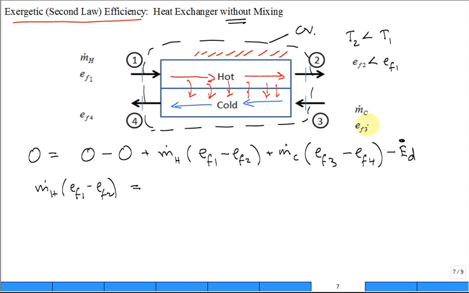Now, how about the flow exergy at 3 and the flow exergy at 4? 4 is the outlet of the cold fluid, right? How does the flow exergy at 4 compare to the flow exergy at 3 for the cold fluid? Did EF4 go up? Is it greater than EF3? Yes, it is. True? True. The cold fluid became warm, if you want to think of it that way. All right. So that's equal to m dot C, EF3 minus EF4. This is a positive difference. I'm trying to just write things in positive. Let me finish this off.